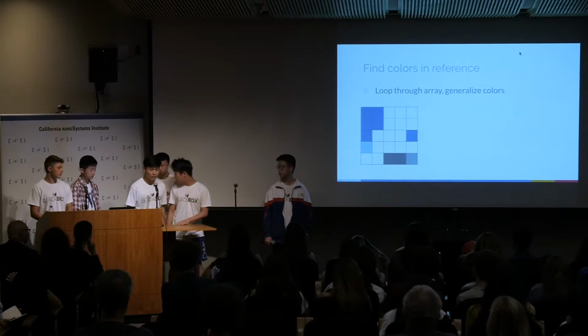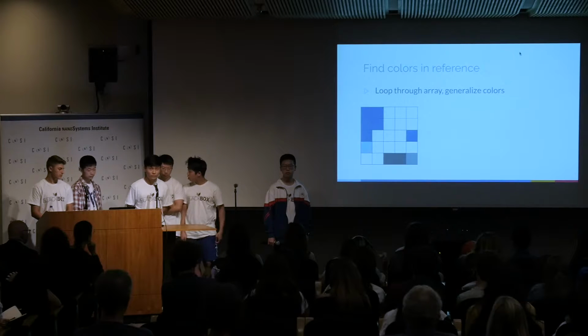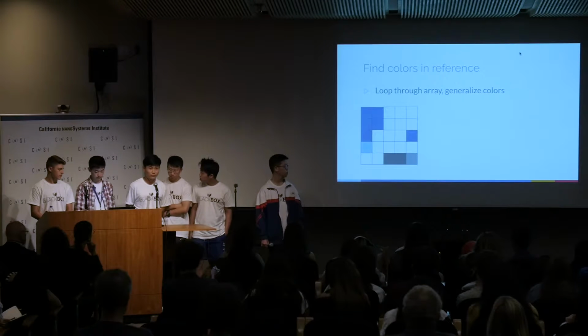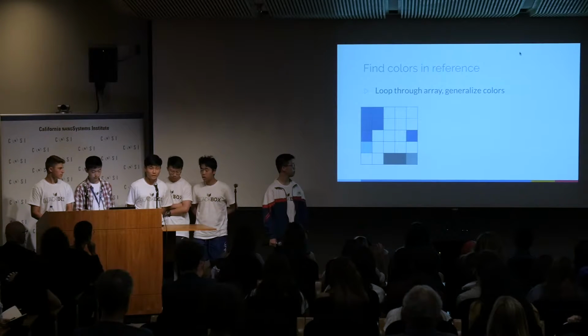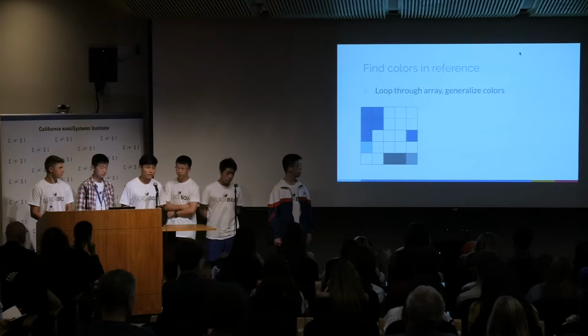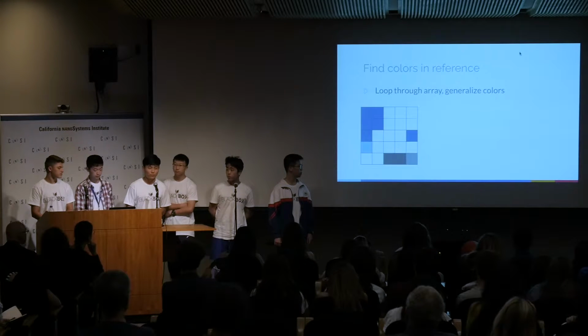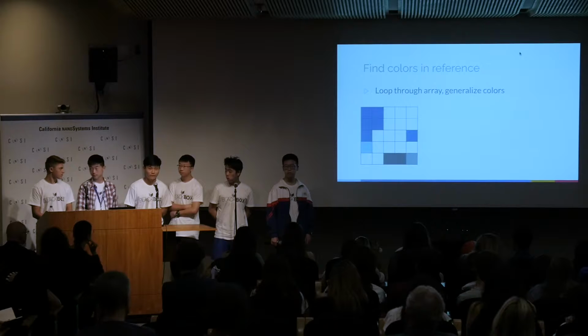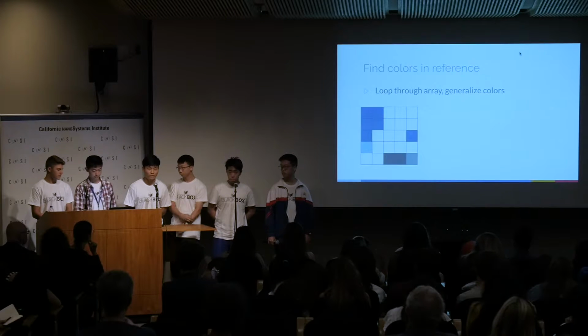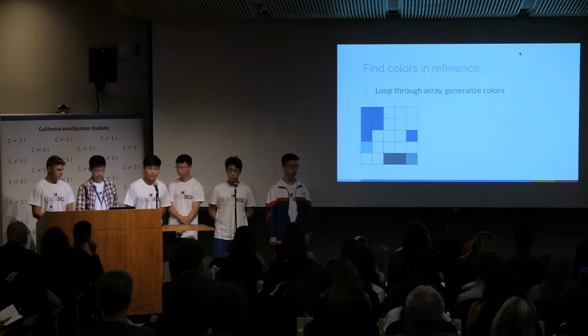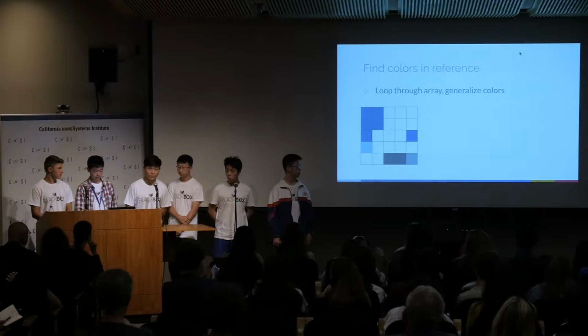We need to find all the colors in the reference image. To do this, we go to each pixel and record the RGB color. We then group similar colors together. For example, light blue will be grouped with blue, and gray will be grouped with dark gray.